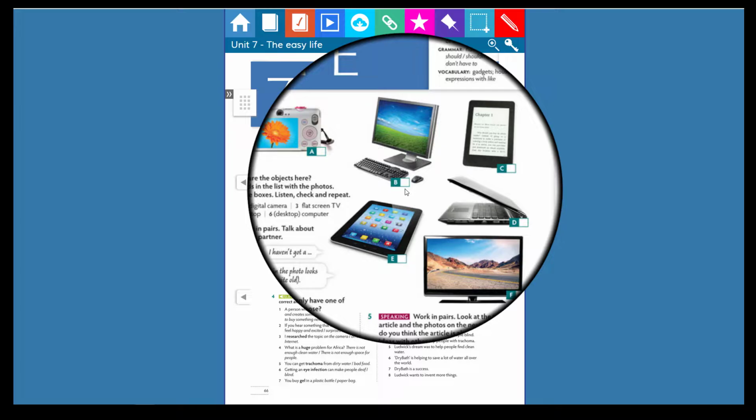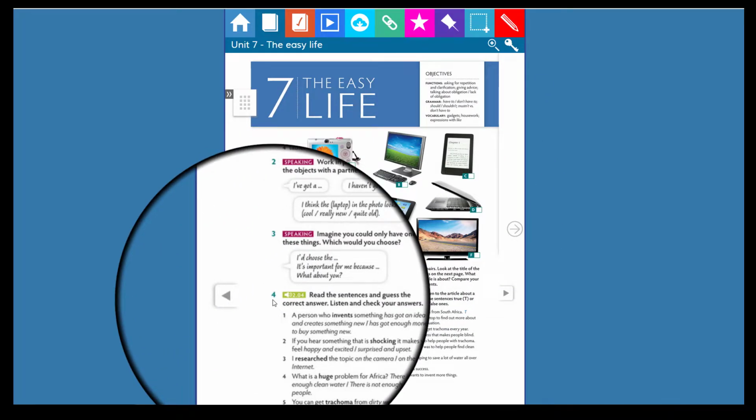Okay, so now we're going to make activity number 4 over here. Read the sentences and guess the correct answer. Listen and check your answers. Let's read them then. Number 1.